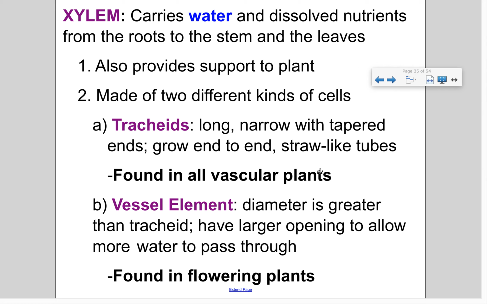Now, tracheids are found in all vascular plants. They're just long, narrow, with tapered ends. They grow end to end. They're like straw-like tubes that connect to each other. But what separates gymnosperms from angiosperms is a vessel element. Vessel elements are only found in flowering plants. So their diameters are a little bit greater than a tracheid.